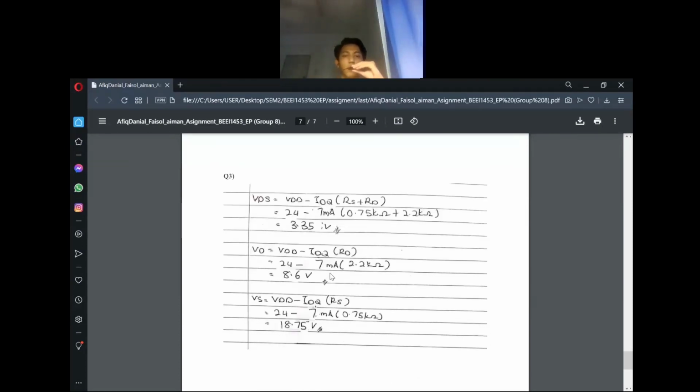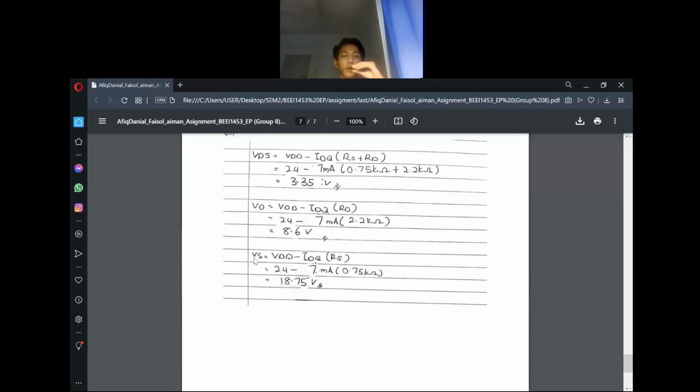We apply the same step to find VD. VDD minus IDQ times RD, so we get 8.6 volt. And for VS, VDD minus IDQ times RS. We insert all the information that we get, and the answer is 18.75 volt.